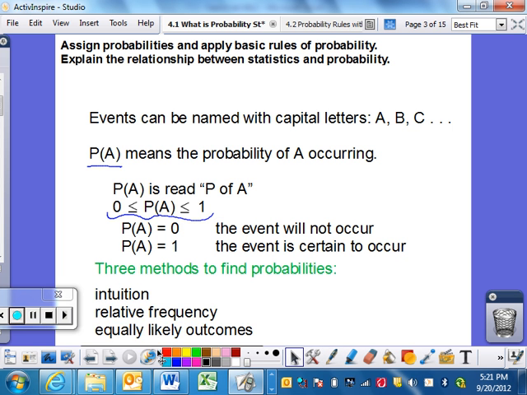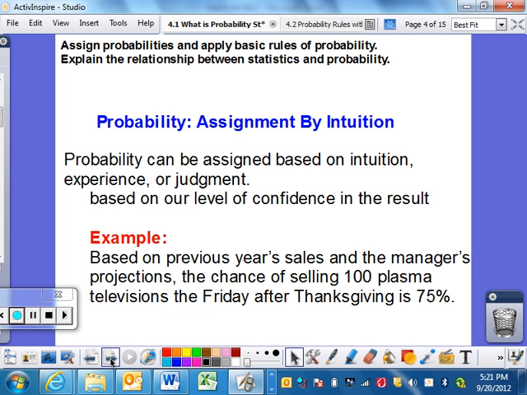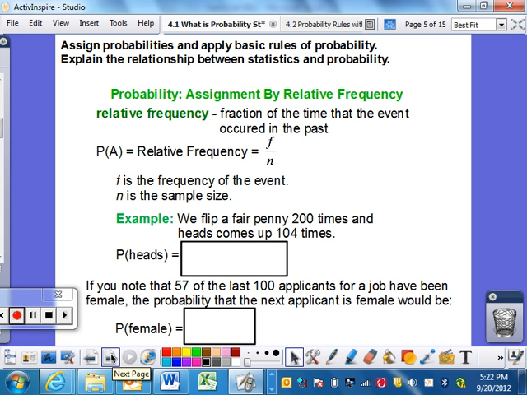The method to find probabilities, there's 3 ways. Intuition, basically thinking it, relative frequency, doing it, and then equally likely outcomes, and I will show you that in a minute. Assignment by intuition is basically experience or judgment based on our confidence that something's going to happen. An example of this: based on the previous year's sales and the manager's projections, the chance of selling 100 plasma televisions on the Friday after Thanksgiving is 75%. So basically this might be from previous examples or anything like that. That's intuition, using past ideas.